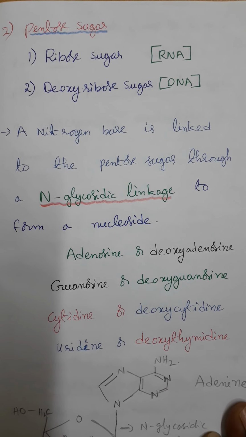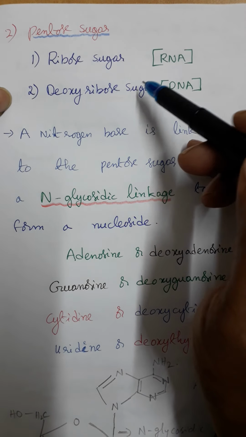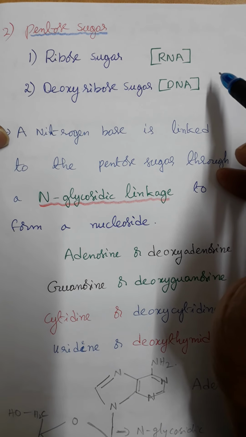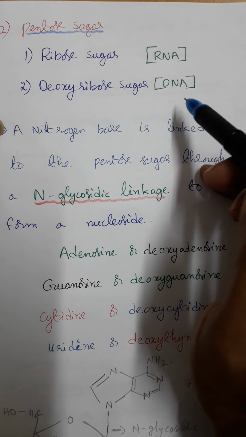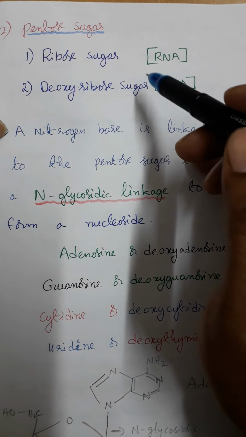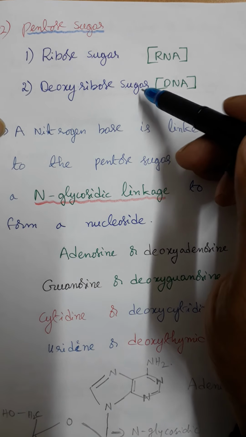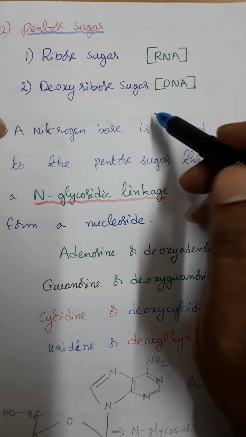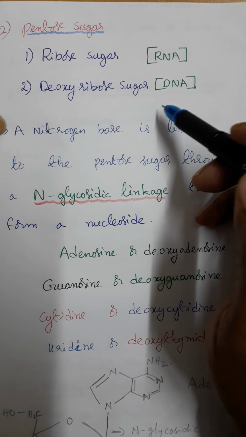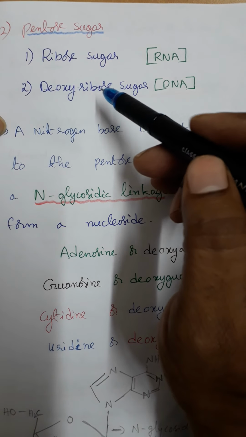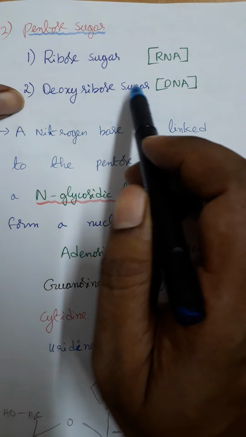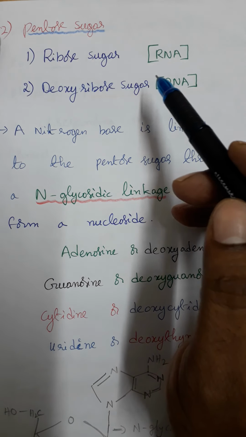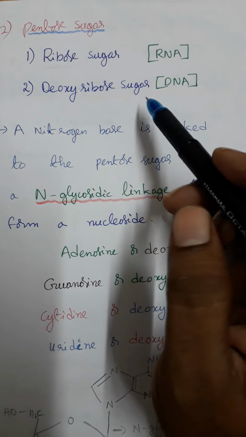What is the second component in nucleotide? Pentose sugar. Pentose sugars are two types. Ribose sugar is present in RNA. Deoxyribose sugar is present in DNA. Both are pentose, two types of pentose sugars. Here, ribose pentose sugar is present in RNA. Deoxyribose sugar is present in DNA.